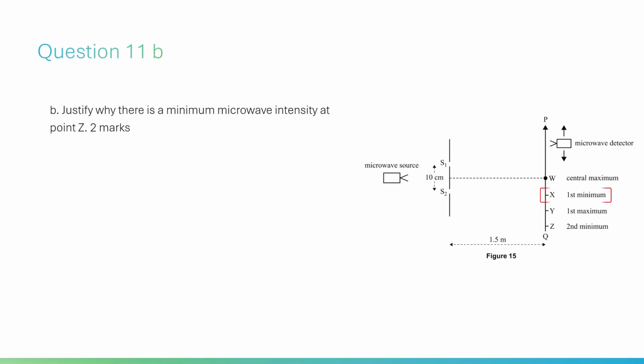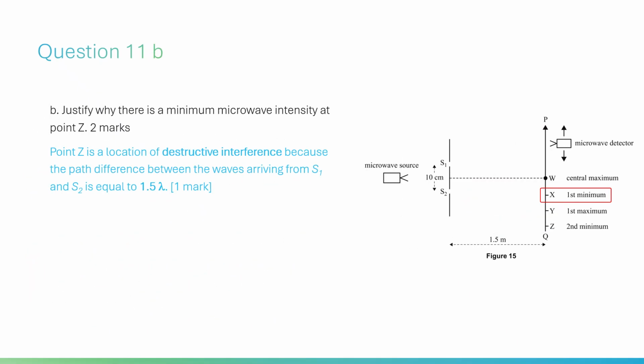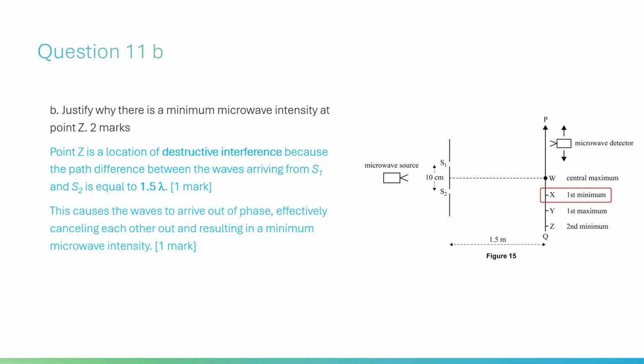Point Z is a location of destructive interference because the path difference between the waves arriving from S1 and S2 is equal to 1.5 lambda. This causes the waves to arrive out of phase, effectively cancelling each other out and resulting in a minimum microwave intensity.